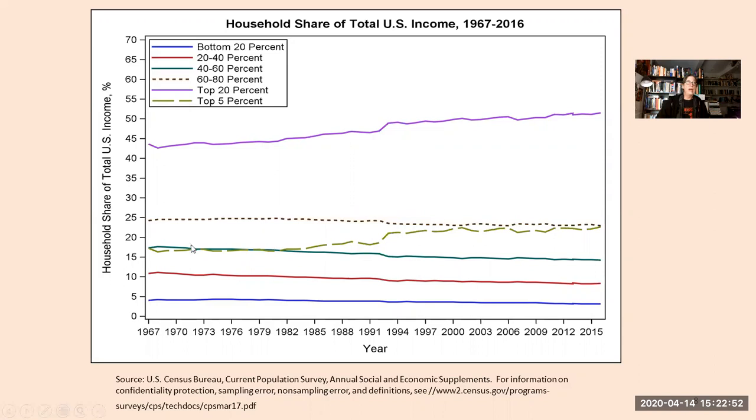So you see, if you're at 60% or less of that level, it's gone down. Your share of the total income has gone down since 1967. Here we have the top 5%. You see their share has gone from like 16% up to around a quarter. A quarter of all income goes to the top 5% of earners.